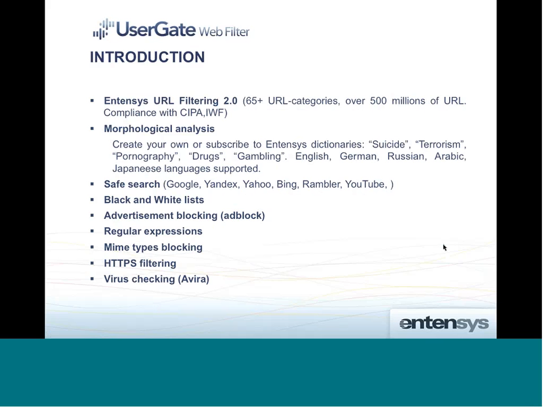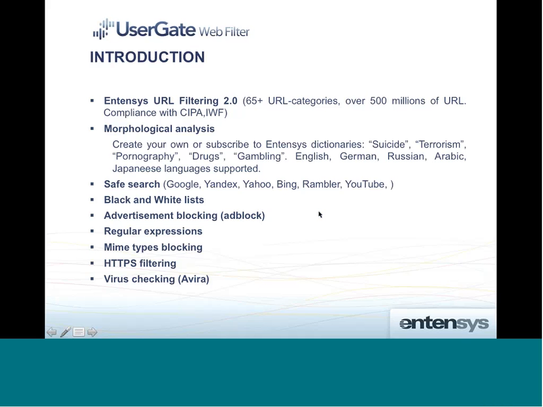Okay. But again, briefly, what our product can do is, first of all, URL filtering based on categories. It has 65 categories and about 500 million URLs, and that list is compliant with TIPA and IWF, which are US and UK regulations for child internet protection.